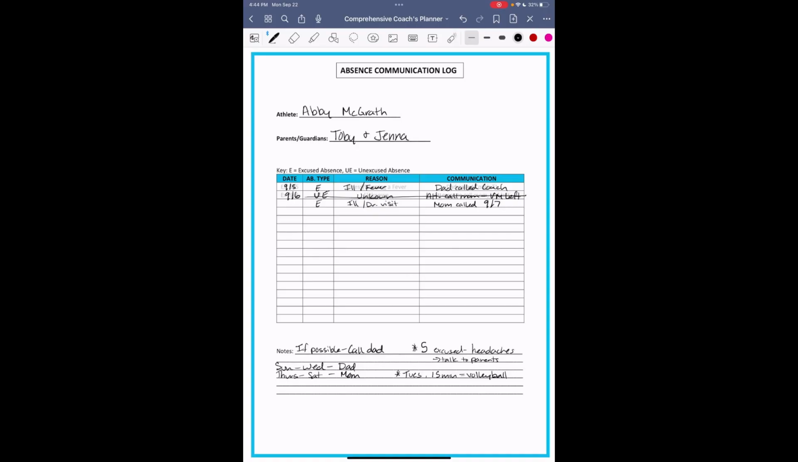Documentation can feel like a lot of work, but it can come in incredibly helpful when looking at things maybe like picking captains, and we want to know who's here consistently. It also comes in handy if we need to let an athlete go because of excessive absences. We have all of those things documented. So we have written down proof and evidence of the situation that we've been facing to support our decision in that matter.